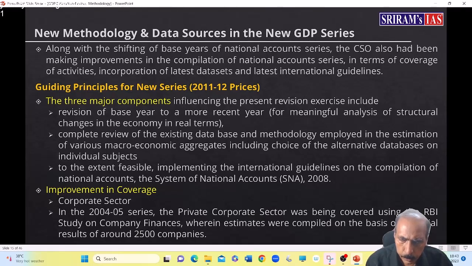For example, the corporate sector. Till the 2004-05 series, the private corporate sector data was based on the RBI study on company finances. That is, till we introduced the new series in 11-12, the private corporate sector data was extrapolated based on the RBI study on company finances. An RBI study is based on the financial results of around 2,500 companies. Therefore, based on the 2,500 companies, we extrapolate the result of the whole private corporate sector.